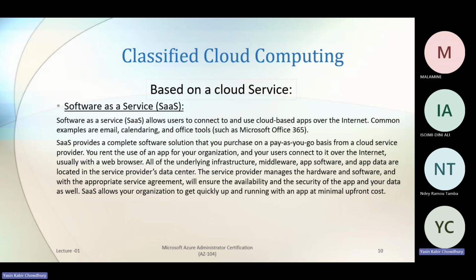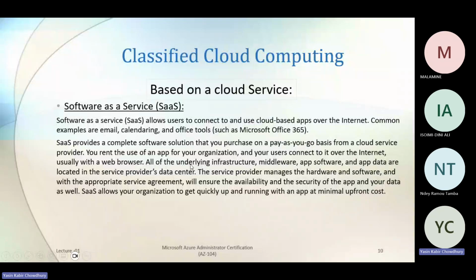Software service providers offer complete software on a pay as you go basis, like Microsoft 365, which you have to buy. We are renting the apps for our organization. Your users connect over the internet, usually with a web browser. Always remember, for software as a service in the cloud, we use a web browser to work on that software. All of the underlying infrastructure, middleware, app software, and app data are located in the service provider's data center.